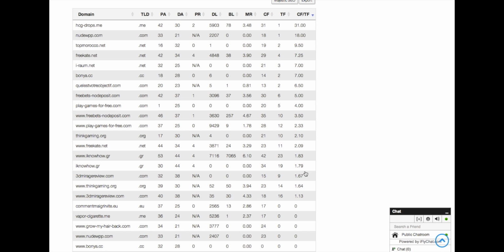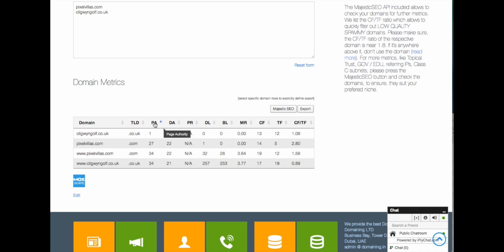The following examples demonstrate the accuracy of the CF-TF ratio. Let's look at two domains. Both have a page authority of 34 but different CF-TF ratios. While this domain has a ratio of 0.89, the other has a ratio of 1.58, which would be fine for both. But looking at the CF-TF ratio of the domain without www, we realize that this one has a ratio of 2.80, while the other has 1.08. So let's have a look at that domain.